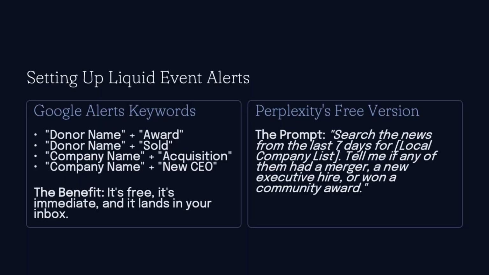If you have a high volume of donors or prospective donors that you need to keep track of, you'll want to look at some paid tools. There's things like Clay or Aller. If you're a small nonprofit and you're focusing on 10 to 20 key local prospects, Google Alerts is usually all that you need. How you can do it? Don't just set an alert for the donor's name, set alerts for keywords, putting quotes around donor name plus award, or donor name plus sold, or company name plus acquisition, or company name plus new CEO. The benefit, it's free, it's immediate, and it lands in your inbox.